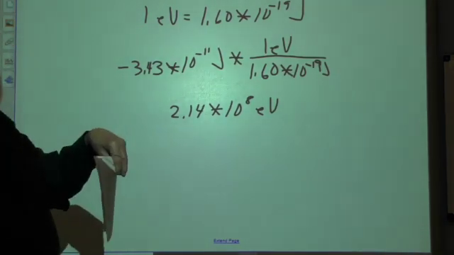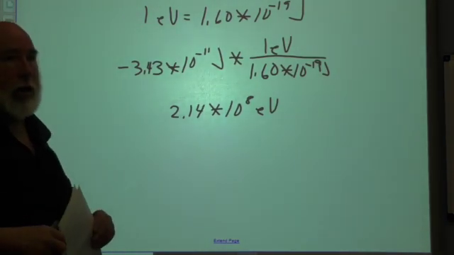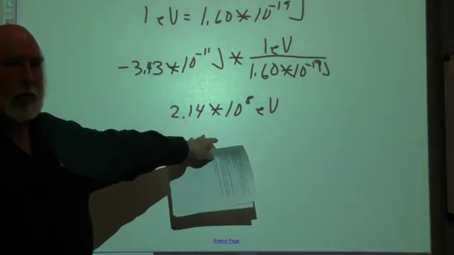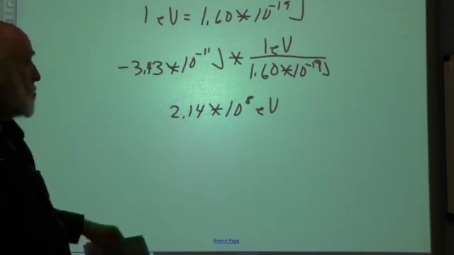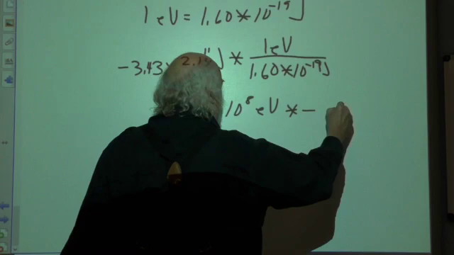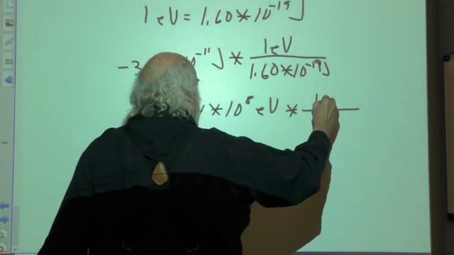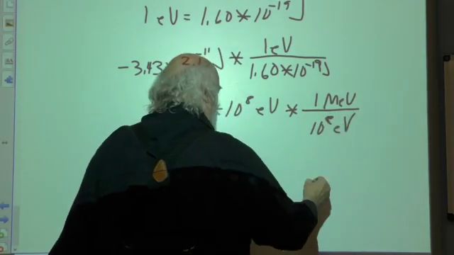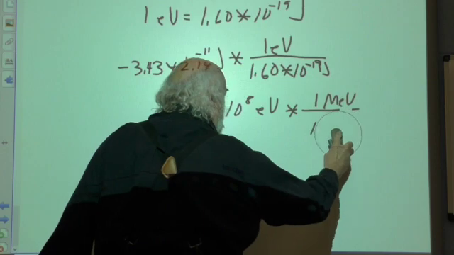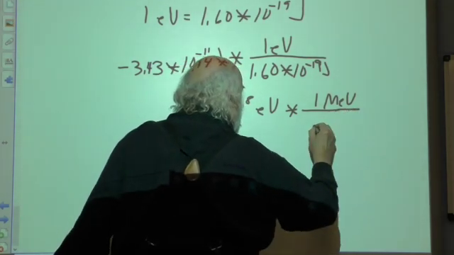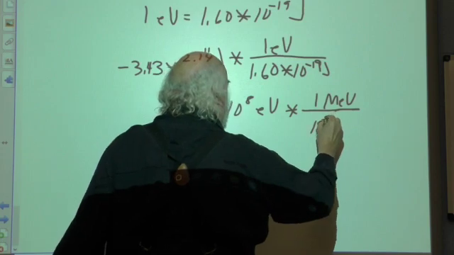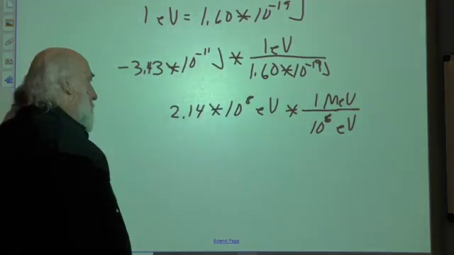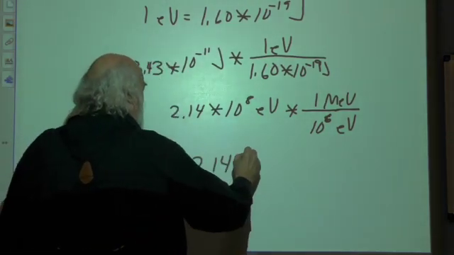Now, if I want to use my SI conversion method for using labels that more adequately represent this, we can change this to mega electron volts because mega means million. So I'll multiply this by 1 mega electron volt over 10 to the 6th electron volts. Mega means million. And that's going to give us 214 mega electron volts.